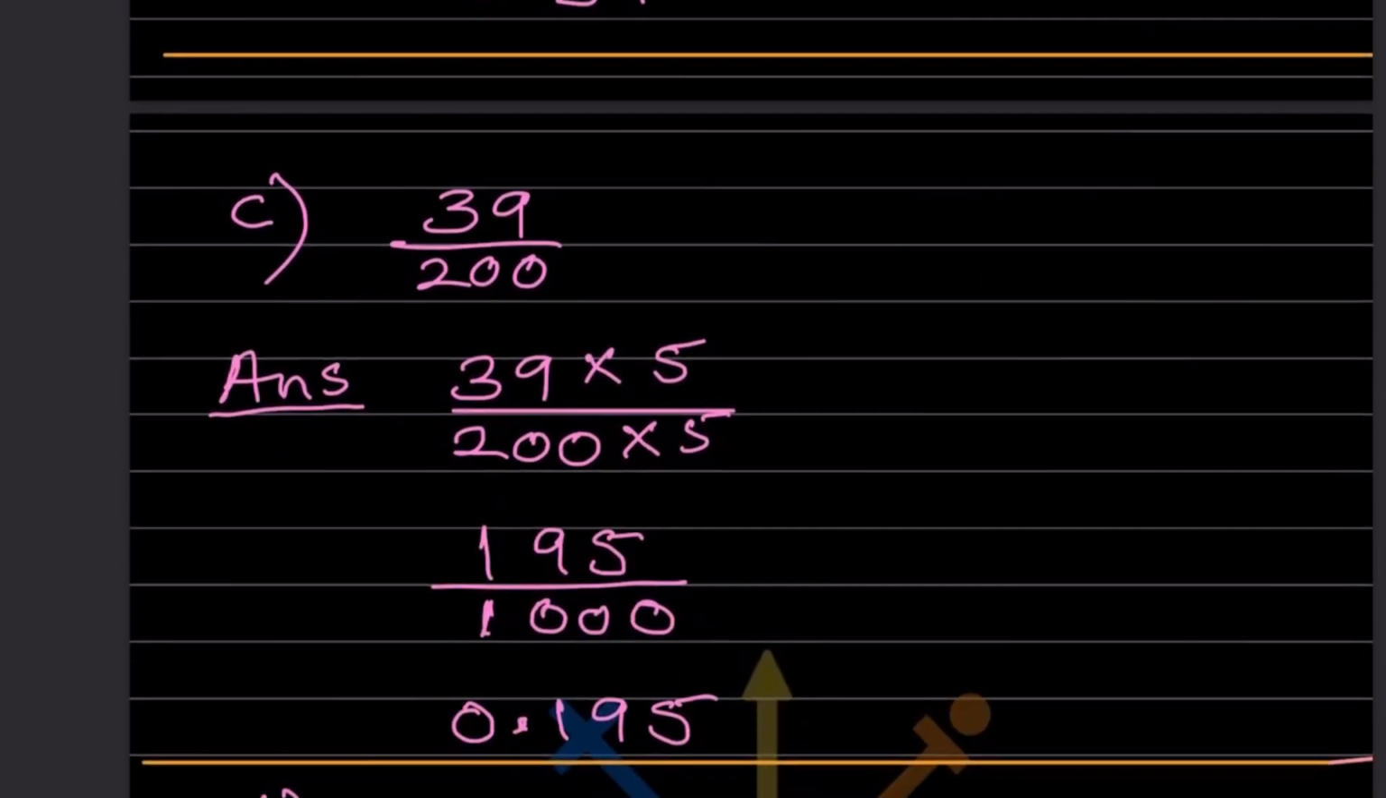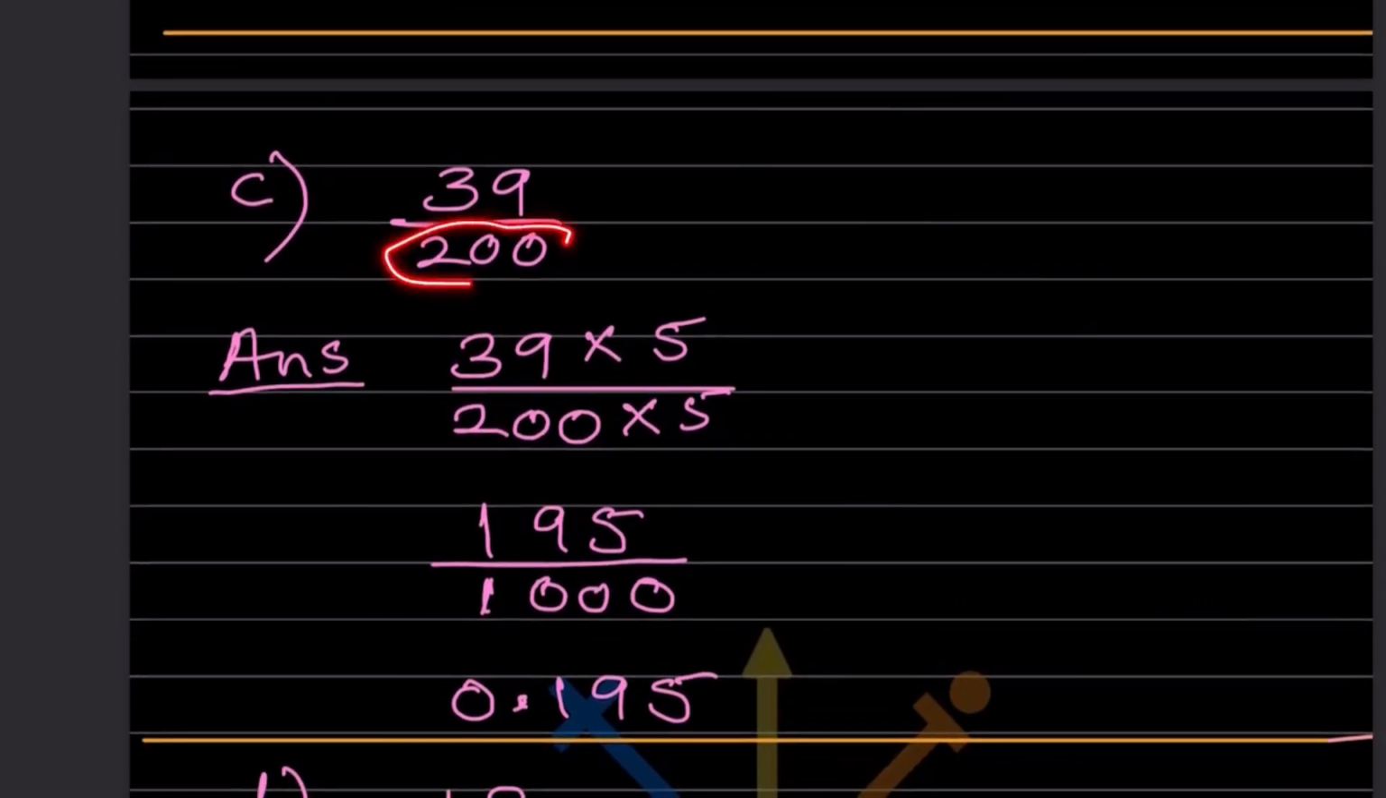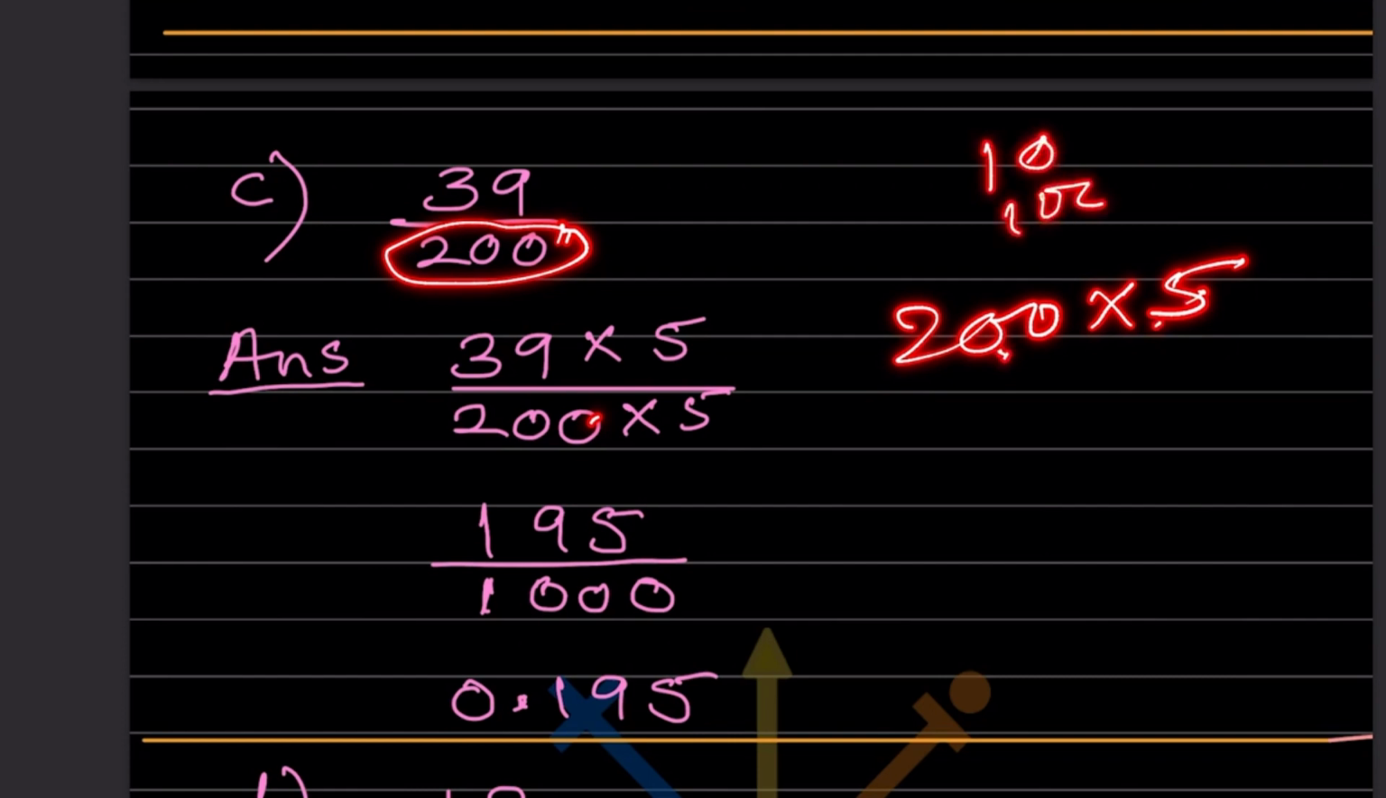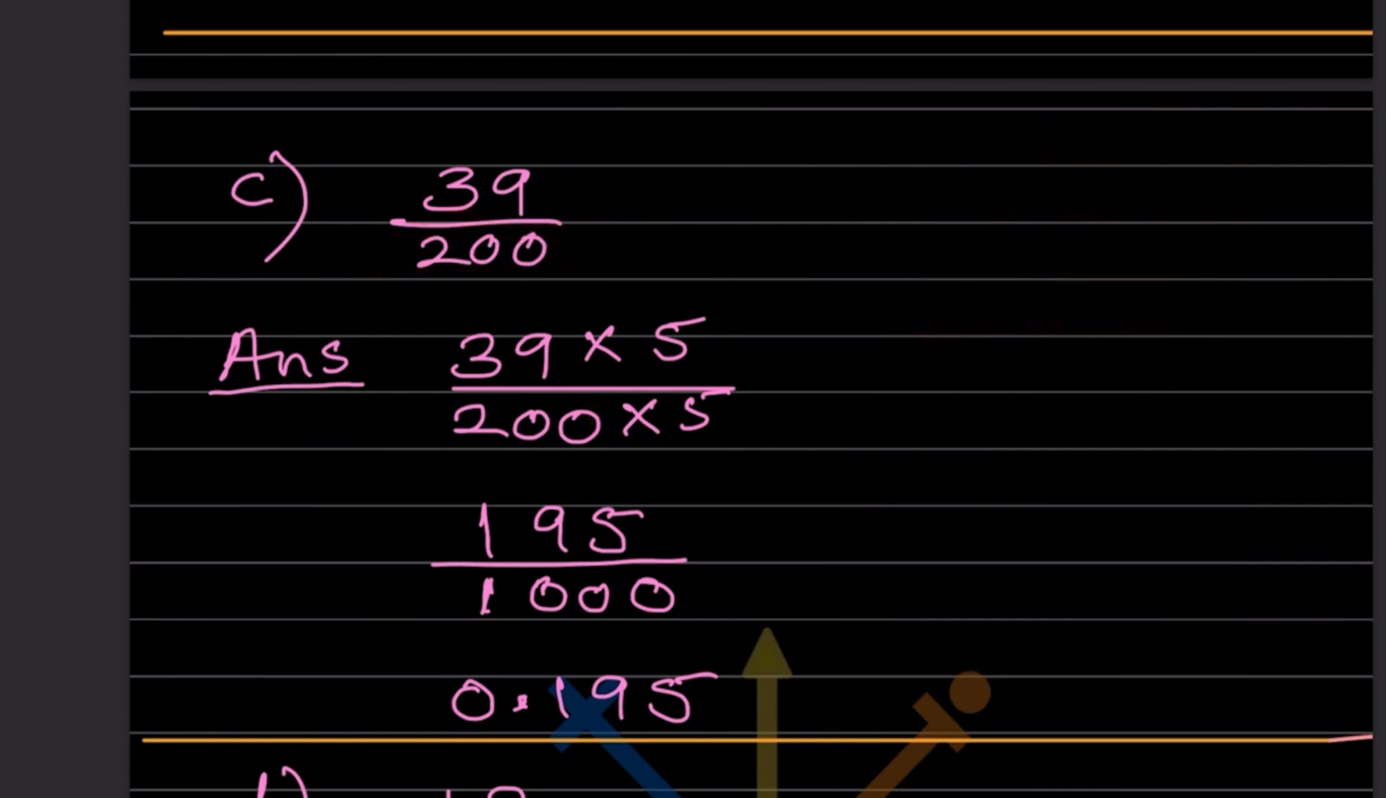So here now look at here. Now this is 200. So 200 multiply by 5. Now see, because here we can make it to 1000, we cannot see, either it should be multiples of 10, 100, 1000 and 10,000 and so on. So here 100 is not possible because the denominator is 200. So here 200 multiplied by 5, that is going to be 1000. So this is multiplied by 5, so this also should be multiplied by 5. So that should be 195 by 1000.